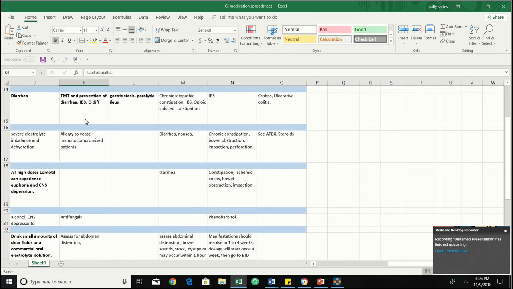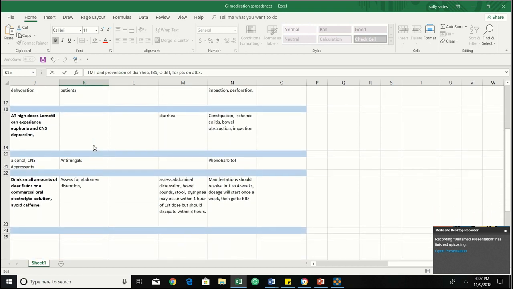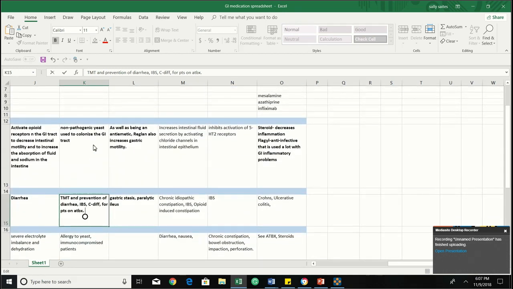So treatment and prevention of diarrhea, irritable bowel syndrome, and C. diff. And again, remember, let's add in here for patients on antibiotics. And that's a great prophylaxis for that. Okay.